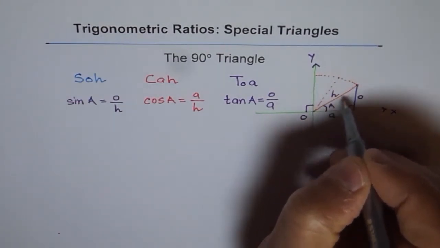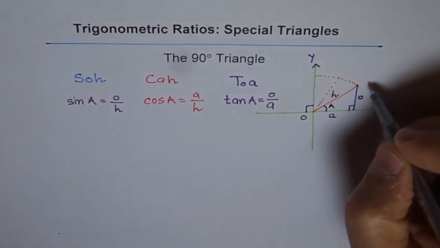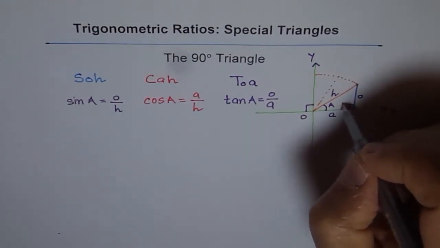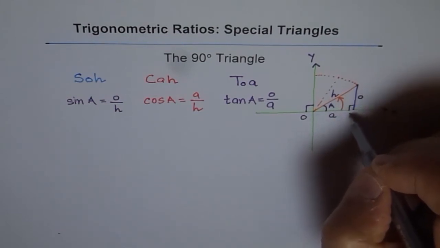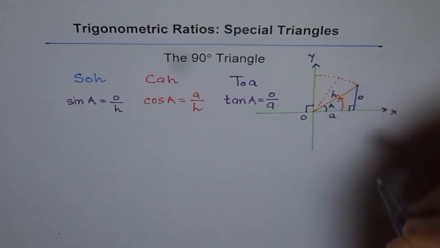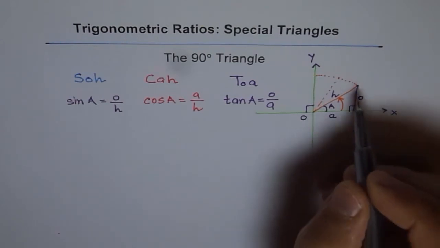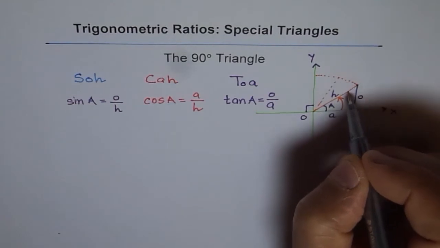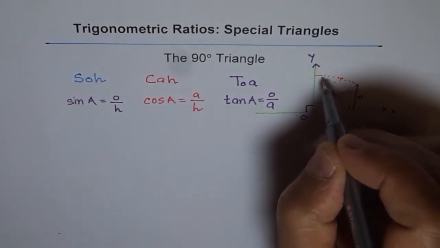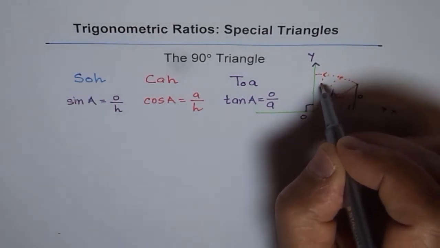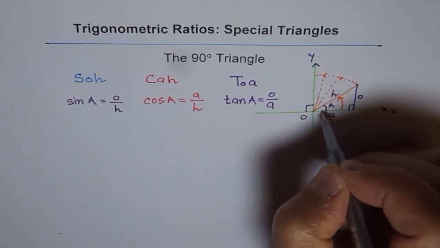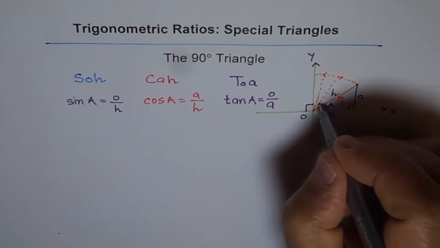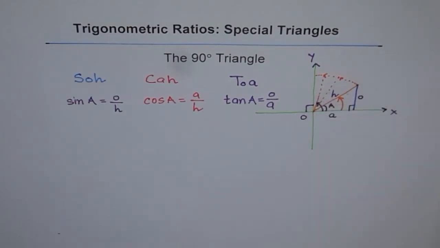Let's say I'm moving this arm, which is also called the terminal arm of the angle. If I'm moving it counterclockwise, I know the angle is positive, right? Counterclockwise angles are always positive. So as I'm moving it in this direction, angle A is increasing. As I move from here to here, angle A is increasing. If I move it here, angle A is further increasing. Do you see that? It's closer and closer to 90 degrees, correct?